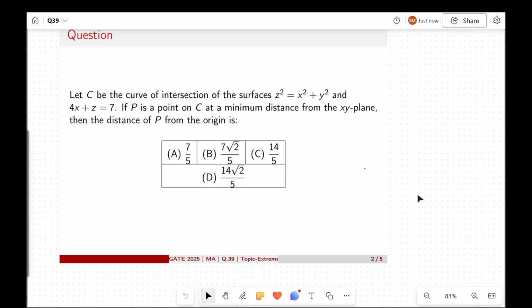The question reads as follows. Suppose C is a curve which is the intersection of two surfaces, x squared plus y squared equal to z squared, and a plane, and we have a point P on this curve which is at minimum distance from the xy plane. We need to find the distance of P from the origin. That means the situation is that we have a double cone like this, and it is intersected by the given plane. The point P is here, and we need to find the distance. That is what we need to calculate, and then check the options.